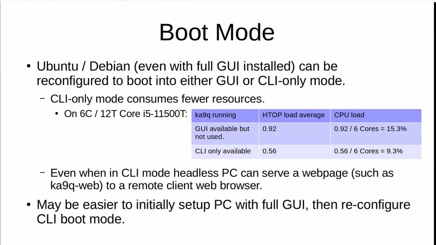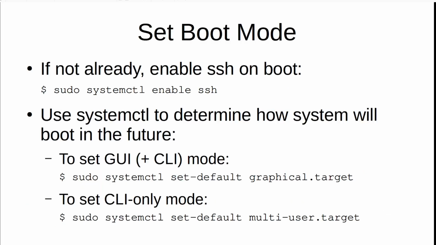You need to divide the HTOP load average by the number of cores available. Even if the server is in a CLI-only headless mode, it can still serve a web page, for example, KA9Q Web, to a remote client web browser. And later on in the example that we'll show, the server is configured into a CLI-only mode, so it doesn't actually have a GUI boot, although the GUI tools are actually installed.